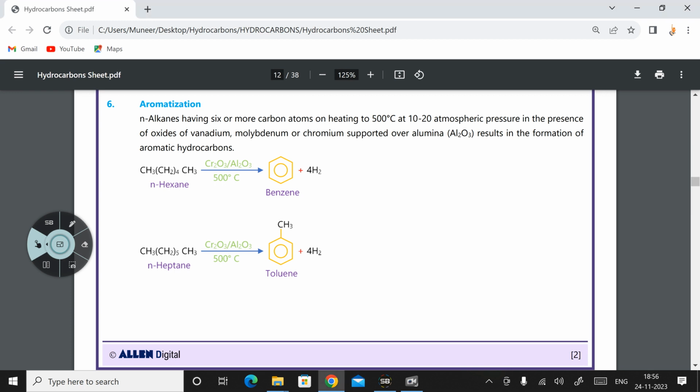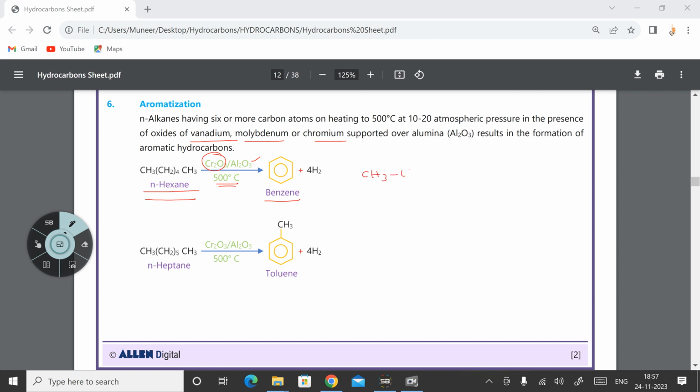Vanadium oxide, molybdenum oxide or chromium oxide, any oxide along with Al2O3 at high temperature. As a result, a long chain alkane is converted into an aromatic compound. See here n-hexane. Hexane means 6 carbons. CH3, CH2, CH2, CH2, CH2, CH3. 1, 2, 3, 4, 5, 6 carbons.